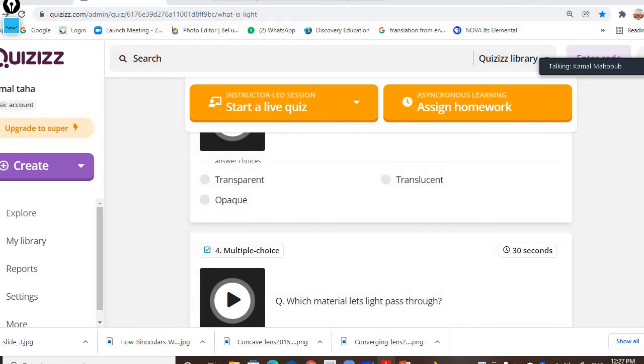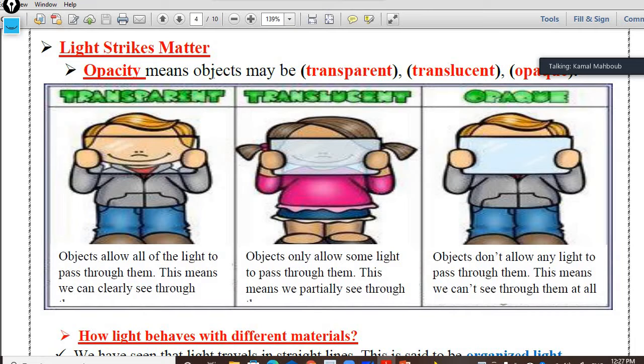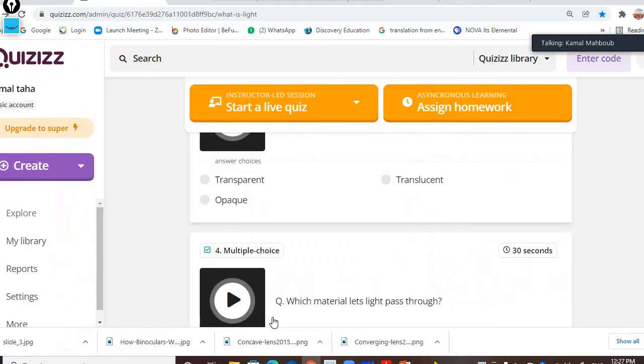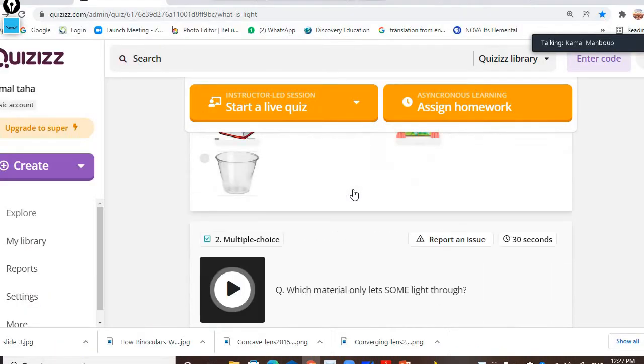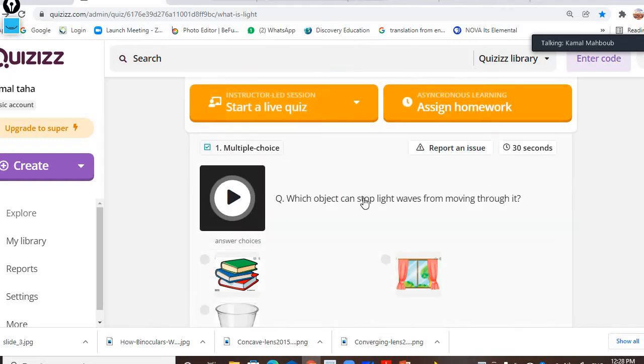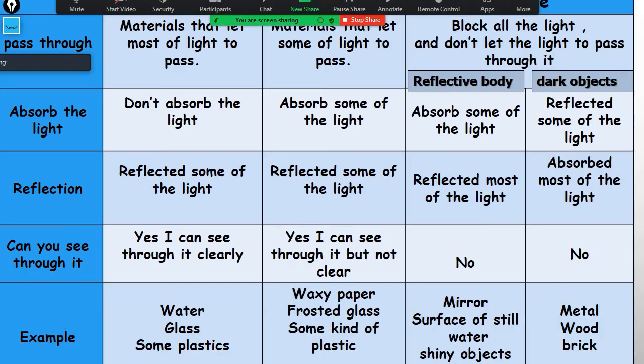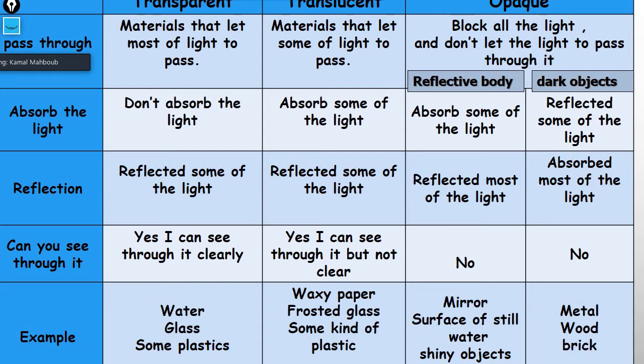Welcome back, everyone. Last time, guys, we took the three materials that interact with light: transparent, translucent, and opaque, and we discussed the differences between them and took some examples. Let's answer some questions at the beginning about them to make a revision, and after that, let's go back to explain something new. Now, I will explain the same thing, transparent, translucent, opaque, in another way.